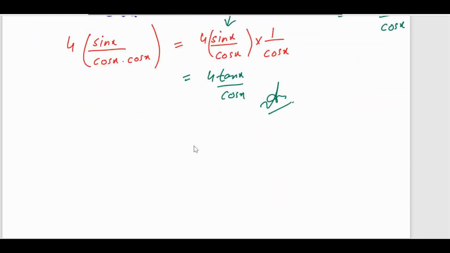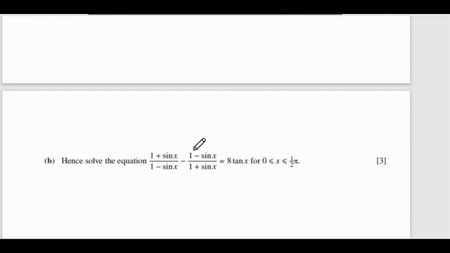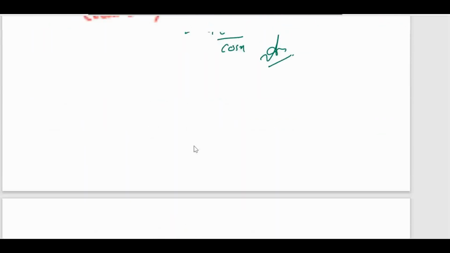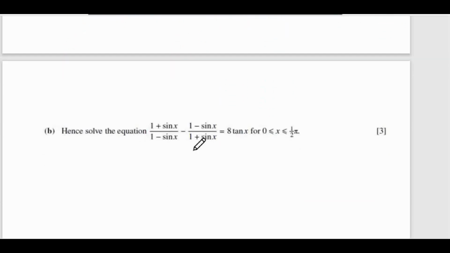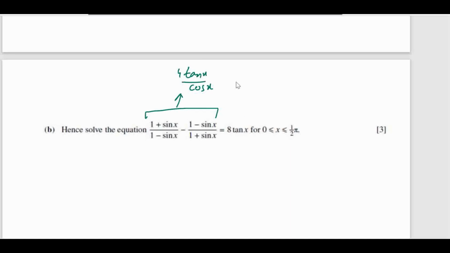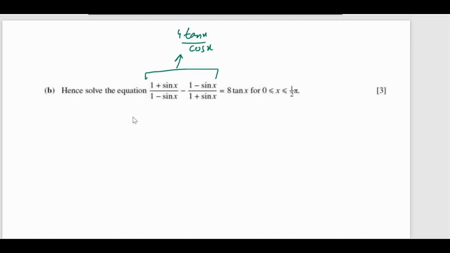Let's move to the next part. Hence solve this thing. So 4, and we know that this whole expression is equal to 4 tan of x divided by cos of x. So let's rearrange this one. So this will be 4 tan of x divided by cos of x is equal to 8 tan of x.